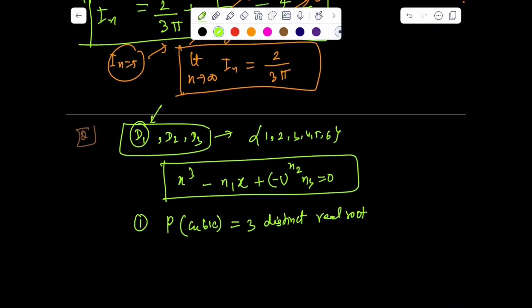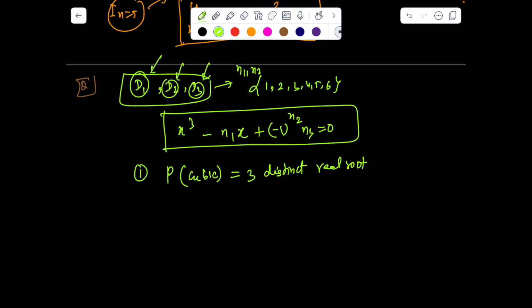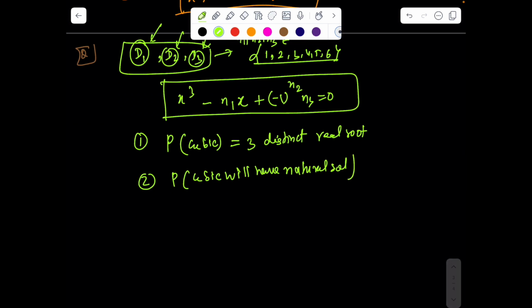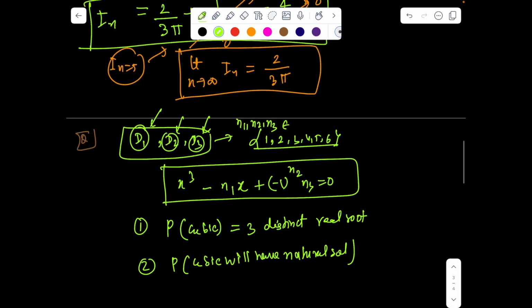They are the numbers that are shown on the dice d1, d2 or d3, or the numbers which are shown in succession in 3 throws. For example, n1, n2 and n3 belong to this set and they are randomly chosen. The second question is, what is the probability that this cubic will have natural solutions? Natural solutions are solutions which are positive integers like 1 2 3 4 like this. Okay, so these two questions are again interesting and you can give a try for these two.